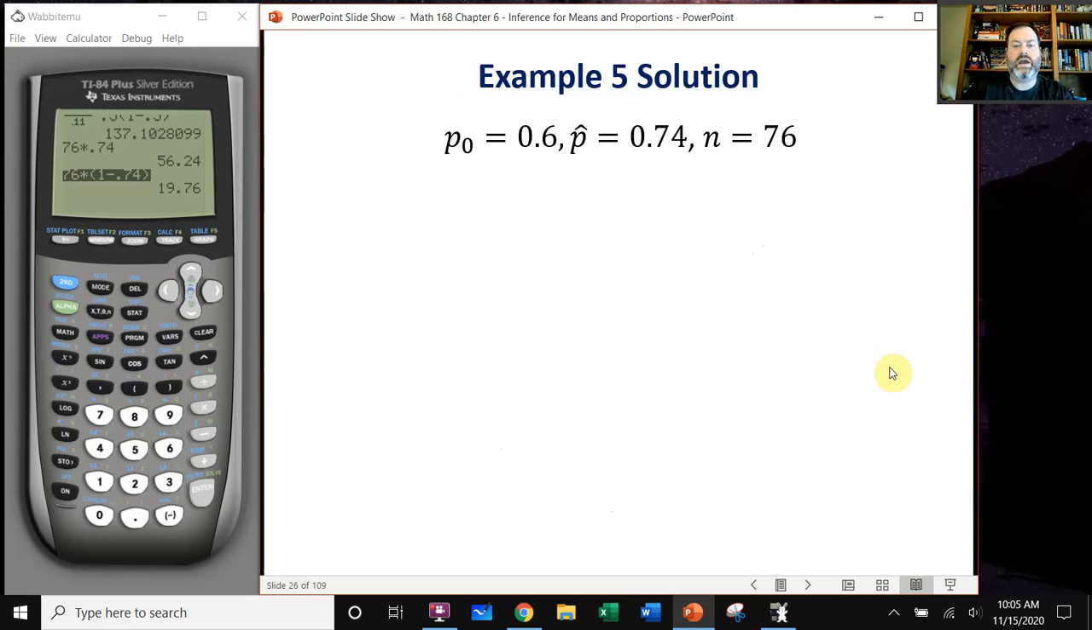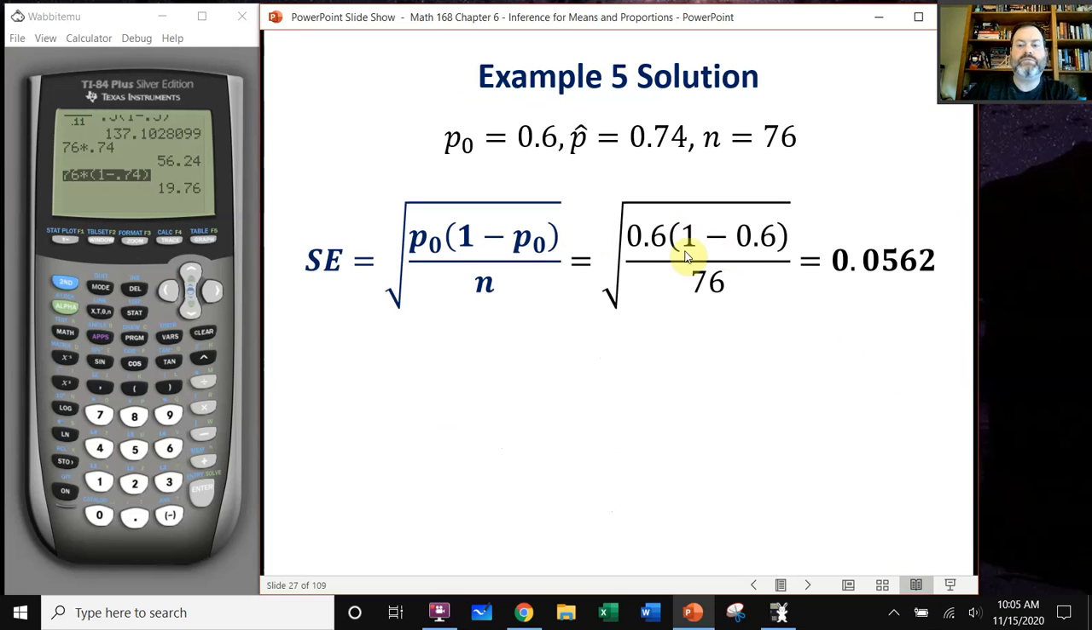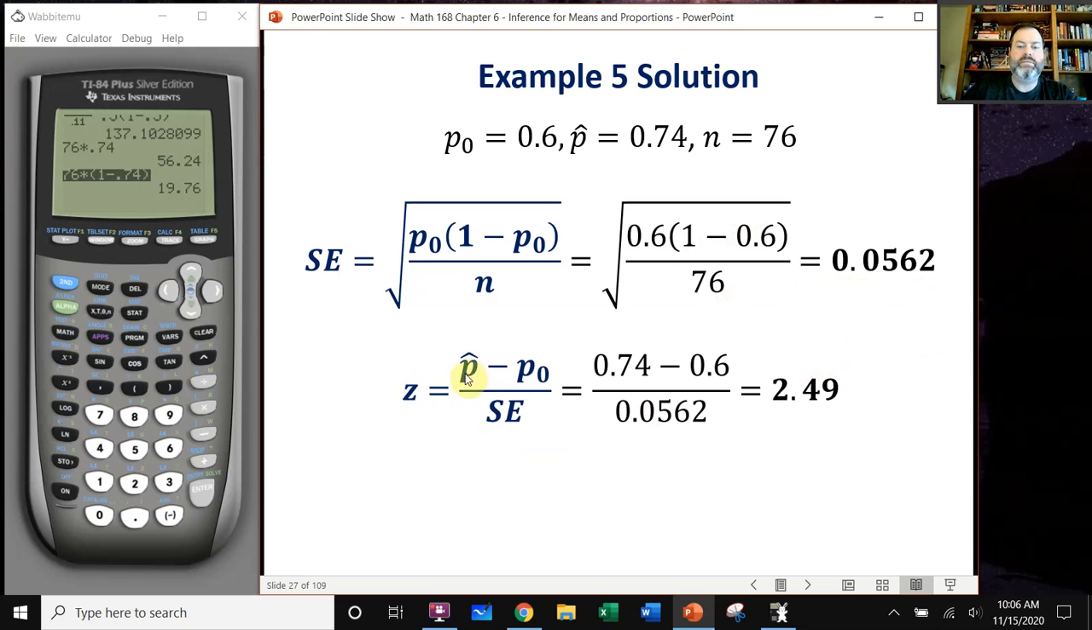All right, so the standard error, just plug everything into the formula. Remember, we use p0 here. So 0.6 times 1 minus 0.6 over 76. I know you can do that calculation. Just type it in. If you're not sure, pause the video, go ahead and do it on your calculator, and make sure you're getting this number. Then for the z, it's p hat minus p0 divided by the number we just computed, which is the standard error. And you should get 2.49.